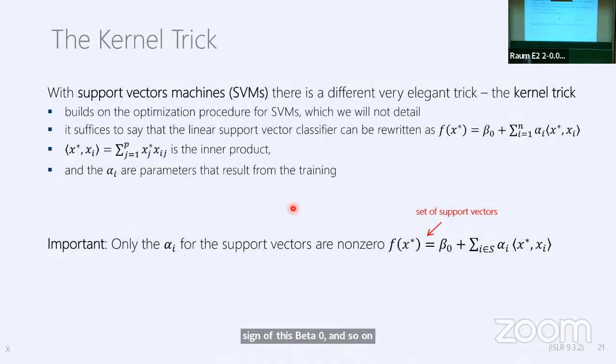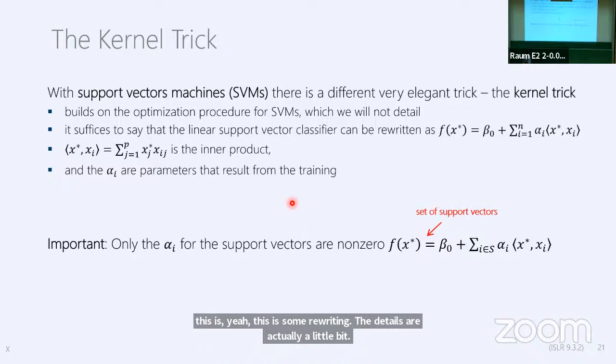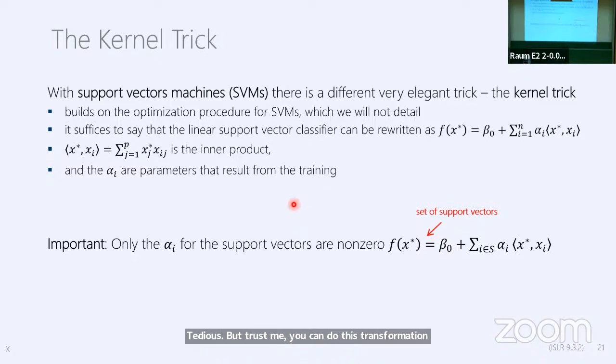So this is, yeah, this is some rewriting. The details are actually a little bit tedious, but trust me, you can do this transformation. And these alpha i parameters, you can express them in terms of the data. You can express them in terms of these beta coefficients. So once you have solved the original problem, there's a way to convert that optimal solution into these alpha i's, and everything stays the same.